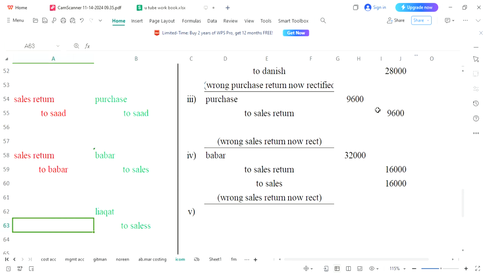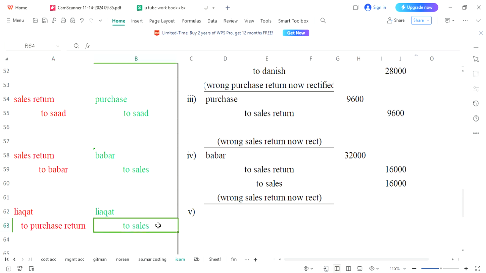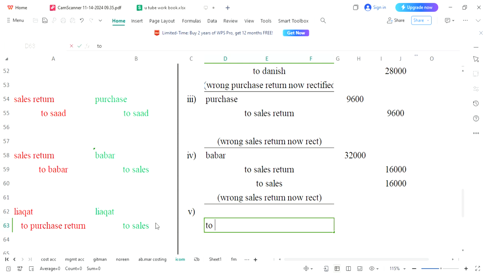Purchase returns are credited. So what you have done is Liaquat to purchase return. So this was our mistake. To see what mistake we have done, it is clearly mentioned Liaquat was required to be written on the debit side and we have written it on the debit side. So there is no mistake in Liaquat. You were required to write sales on the credit side. We have not written. Alright. To rectify it, we will now write it on the credit side.